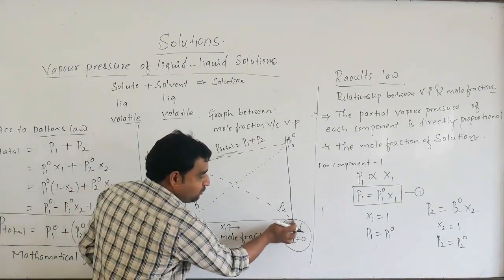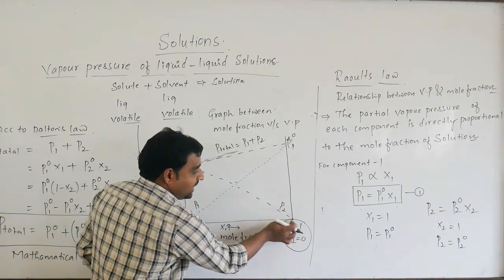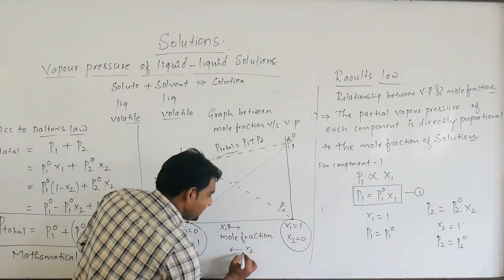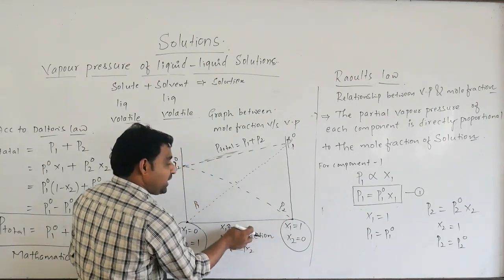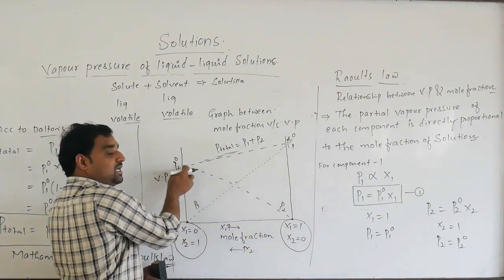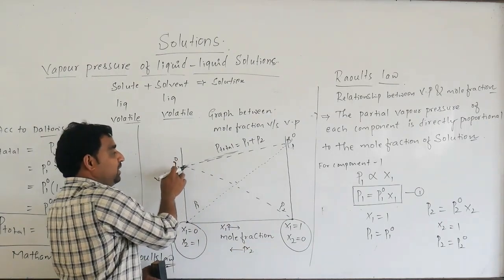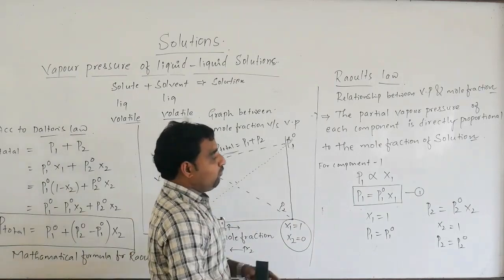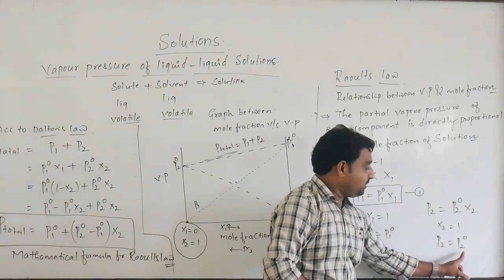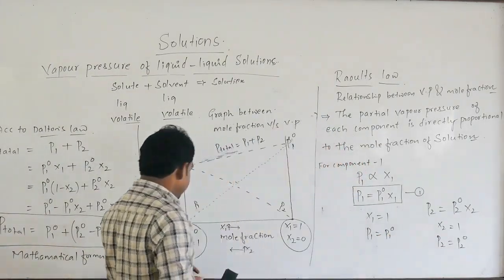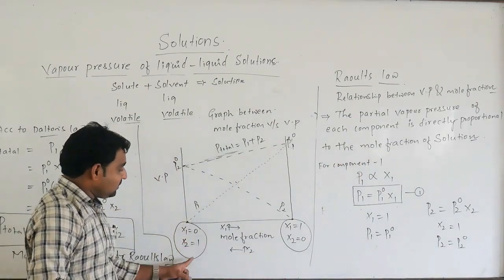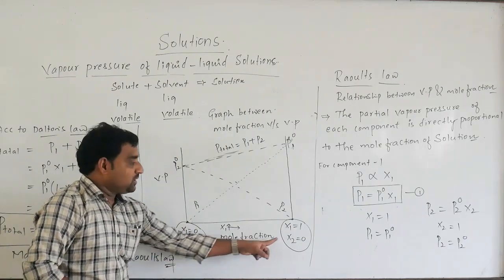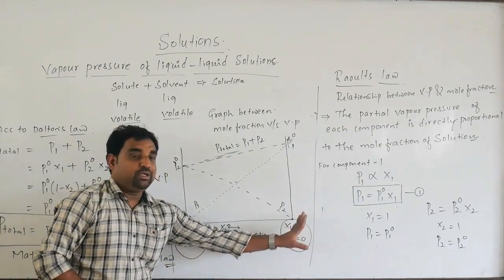The second component starts from the origin for P2, so as its mole fraction x2 increases on this side, the vapor pressure also increases. So the maximum value will be P2 naught. P2 is equal to P2 naught when x2 is equal to 1, so we write x2 is equal to 1. Or you can check that the sum of the mole fractions of all the components will be 1.